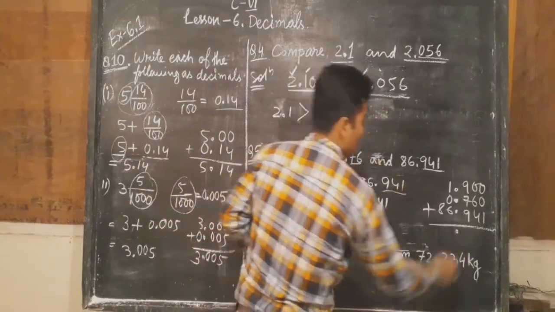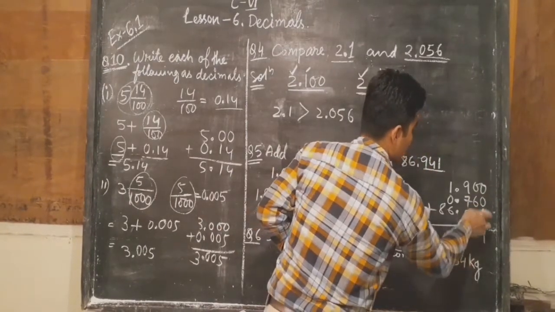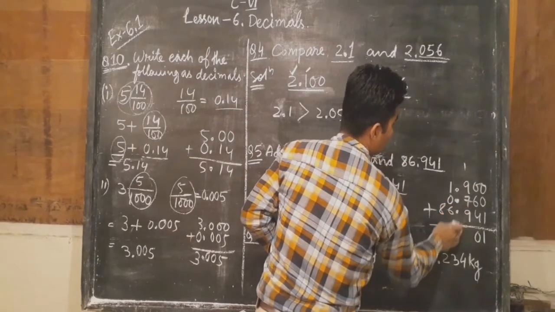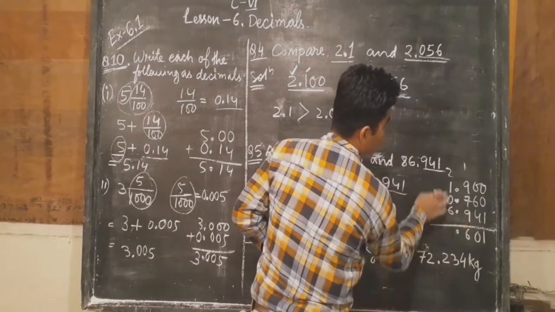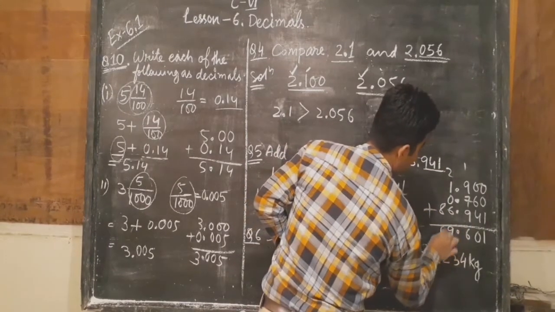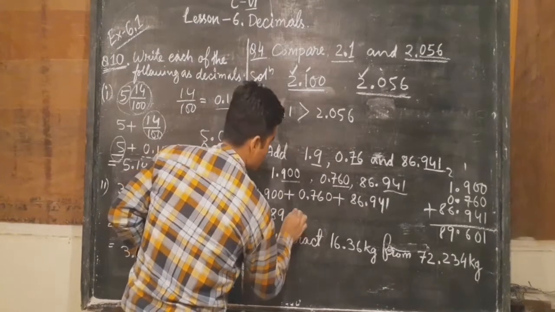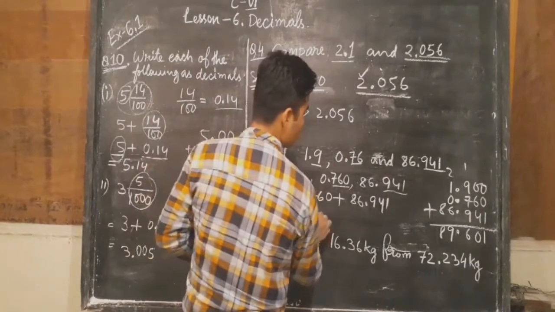You can see now 0 plus 1 is 1, and 6 plus 4 is 10, 0, 1 here, and 1, 6, 2, 5, 2, 6, 6 here, 2 will be here, and 6, 7, 8, 9. Here will be 9 and 89. Now the answer is 89.601. This is the answer.